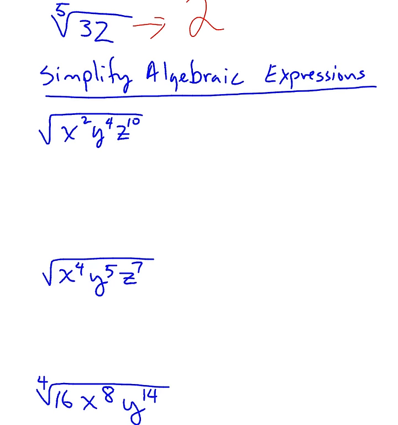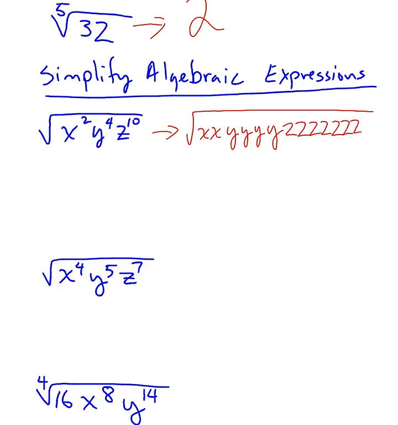If I want to simplify algebraic expressions, this first example, I've got the square root of x squared, y to the 4th, and z to the 10th. Right? Now, I'm going to rewrite this square root in this fashion. I'm going to expand out all the x's, y's, and z's. X squared means x times x. Y to the 4th means y times y times y times y. And z to the 10th means z times z times z times z times z times z times z times z. 1, 2, 3, 4, 5, 6, 7, 8, 9, 10.